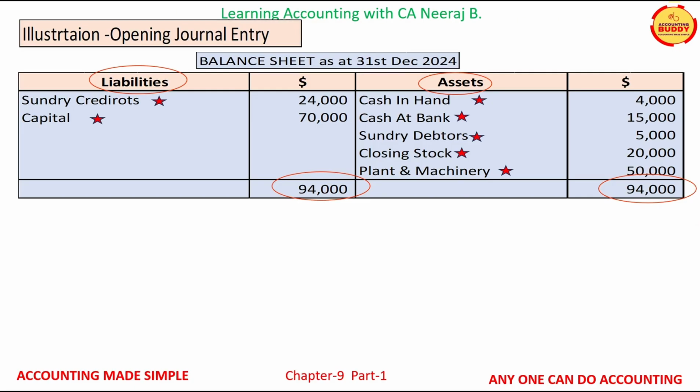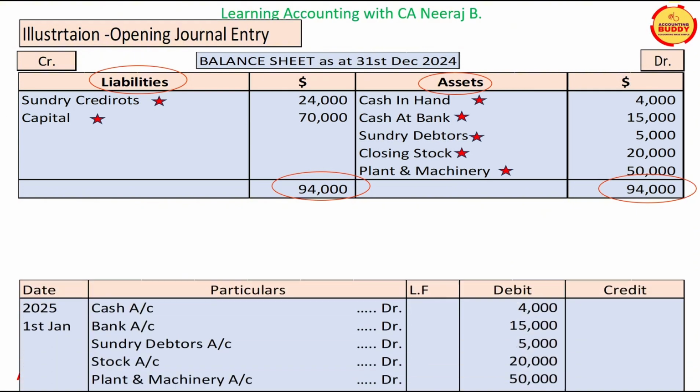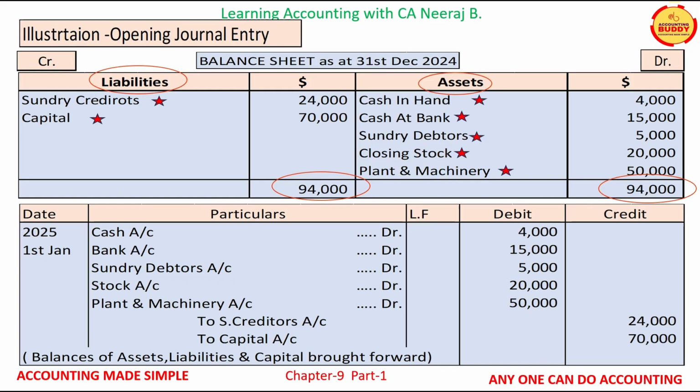Accounts appearing on the liability side of the balance sheet have a credit balance, and accounts appearing on the asset side have a debit balance. The opening journal entry is passed on the first day of the new accounting year, which in our illustration is 1st of January 2025.